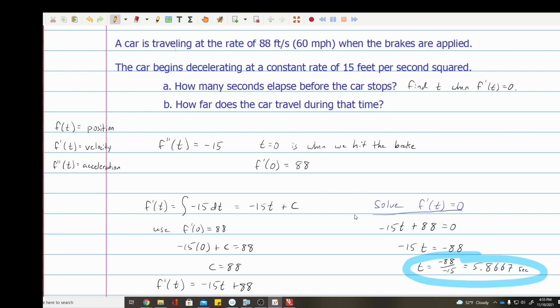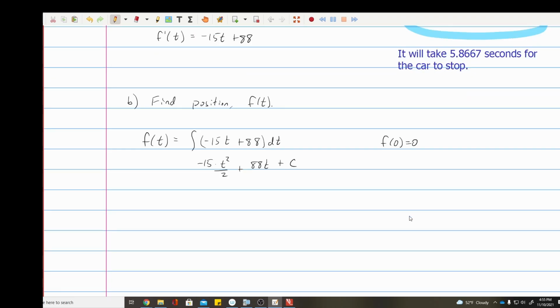What we can do is say that at time 0, it's at a starting place, which we'll just label as 0. I'm not really too worried about what the position function is measuring. What I really want is a difference in the position. I want to know how far we move from the start to the end. So it doesn't really matter what we call our starting spot. I'm just going to label it as 0. So f of 0 is 0 plus 0 plus c, and that's equal to 0, so c is 0. So my position function, f of t, is negative 15 halves t squared plus 88t.